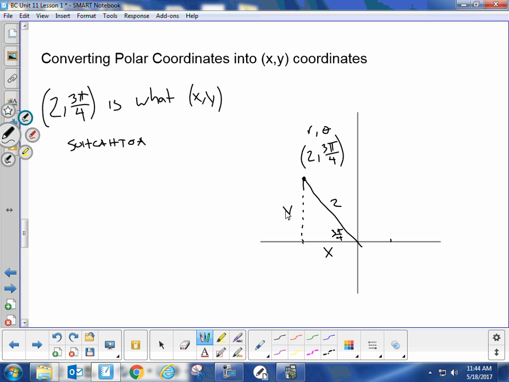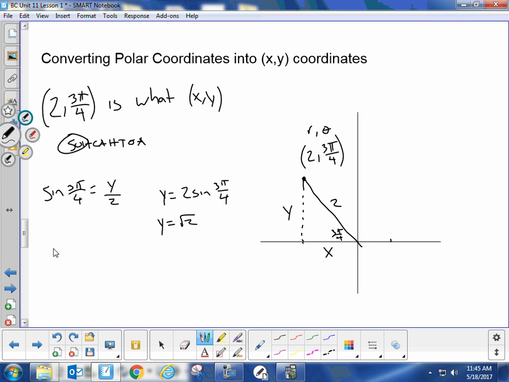So to find this y, what part of SOHCAHTOA would I use if I have the angle and the hypotenuse? What part of SOHCAHTOA, when I have an angle and I want to find this side length and I have the hypotenuse, would I use? The SO part. Sine of 3 pi over 4 would equal y over 2, which is why y is 2 times the sine of 3 pi over 4. Sine of 3 pi over 4 is positive root 2 over 2. 2 times positive root 2 over 2 is root 2.